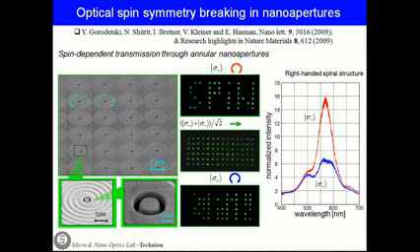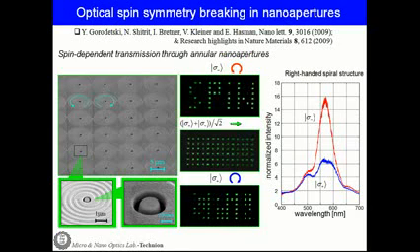We utilize this effect in order to observe the spin-dependent transmission through an annular nano-aperture. We realized a nano-annular aperture upon a gold layer surrounded by a spiral structure. We illuminated it with spin up and spin down and measured the transmission through an isolated nano-aperture. And as you can see here, we measured an extraordinarily enhanced transmission for spin down and low transmission for spin up. So we have here spin-dependent transmission.